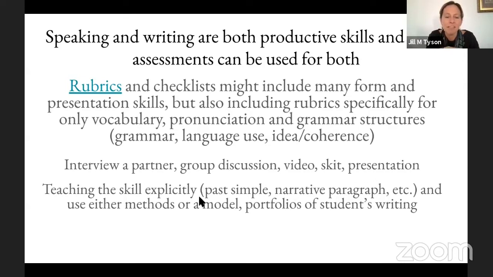Some other things that we do when we're assessing productive skills are interviews, group discussions, videos, skits, and presentations, or teaching the skill explicitly, and then using a model or a portfolio of the writing, like I said before. Back to portfolios. I really love portfolios. I don't know if you can do this in Tajikistan.